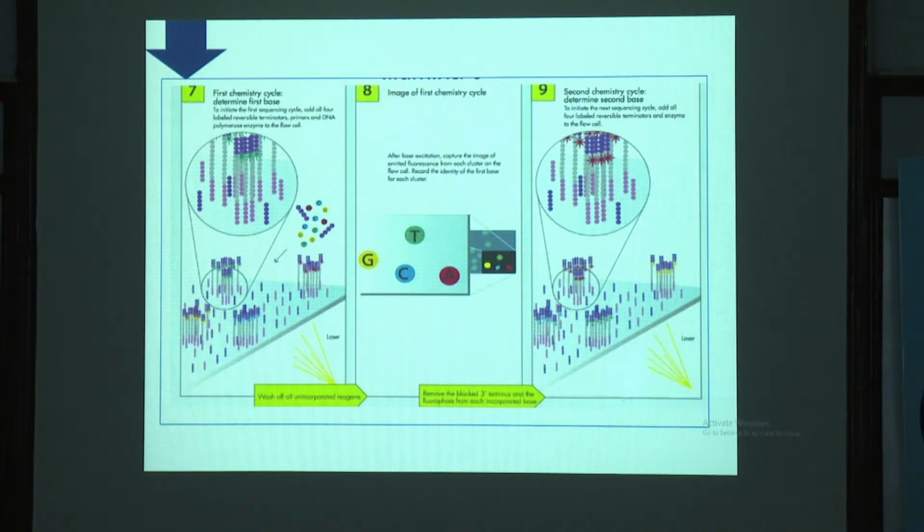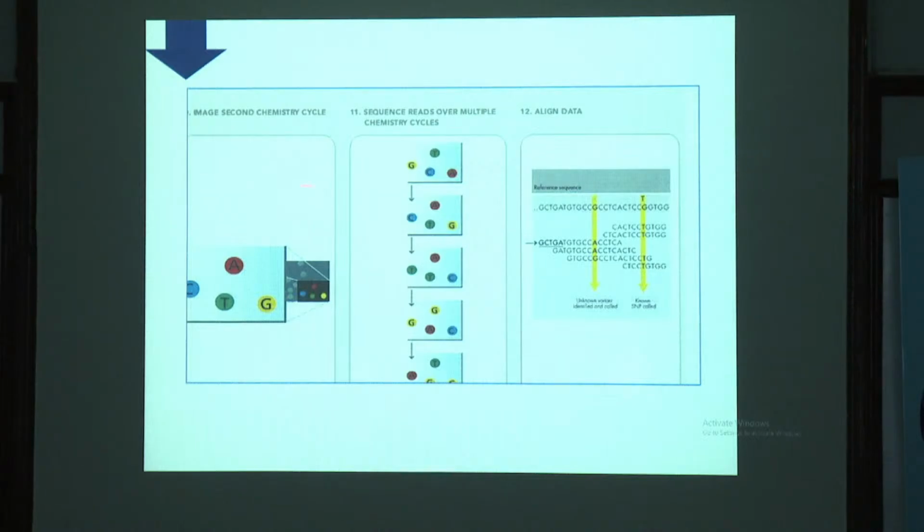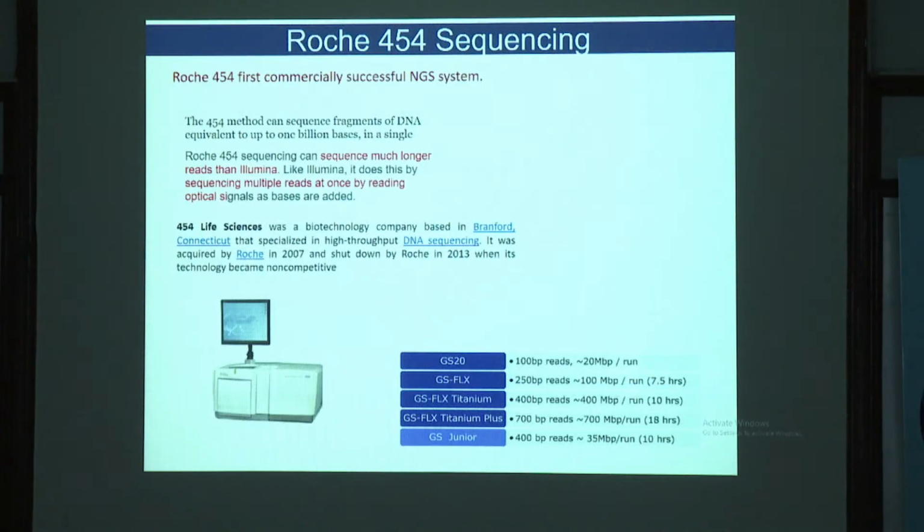A laser is there, it will record. All 4 nucleotides are labeled with different fluorescent tags, and the incorporation of every nucleotide releases fluorescence, which will be recorded by the laser. Once you get the reads, you have to align those reads and then do the downstream analysis. So the next technology is Roche.